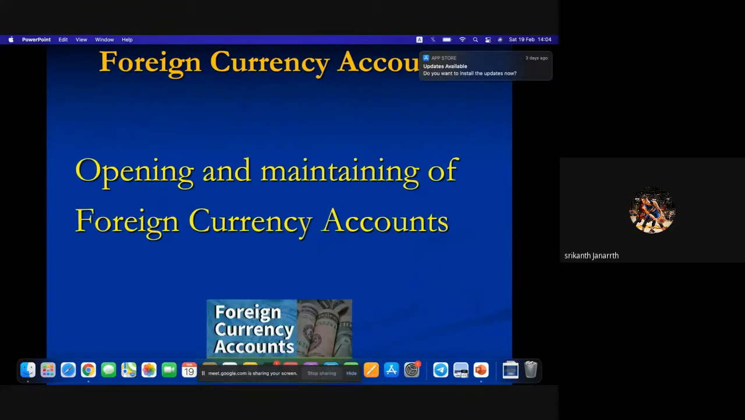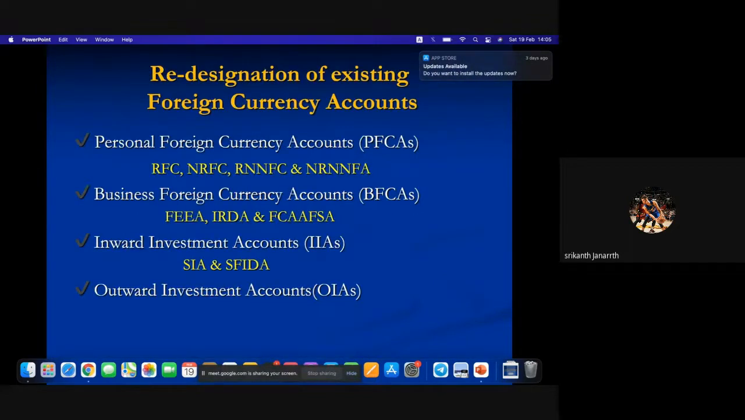Now we are going to look at foreign currency accounts under the Foreign Exchange Act, opening and maintaining of foreign currency accounts. So let us look at a few accounts. You can see there is an account called personal foreign currency accounts. The new account called personal foreign currency account is the amalgamation of, under the Exchange Control Act, there had been 4 different accounts.